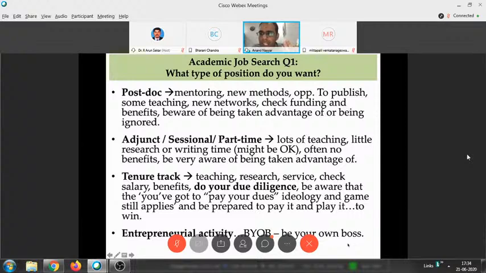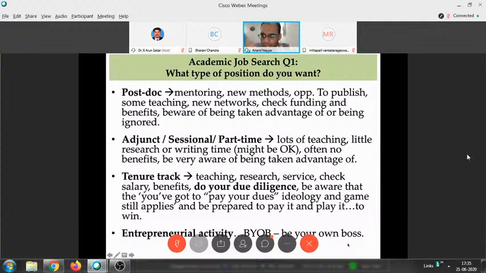The third option is the tenure track, where you apply to a university for a regular position with a contract, basically 2 or 3 years. After that, you want to continue, and you want to be prepared for your duties. And last but not least, you can even be an entrepreneur. You have a research company and you want to solve problems.